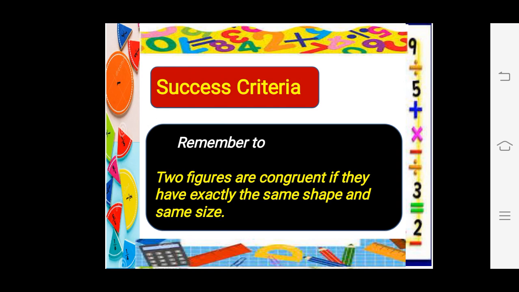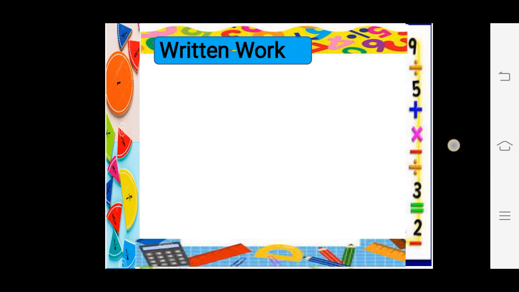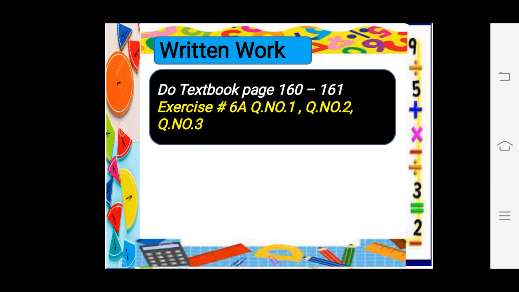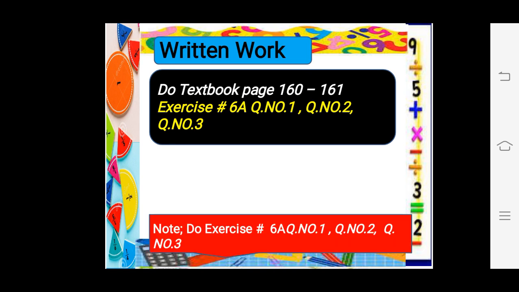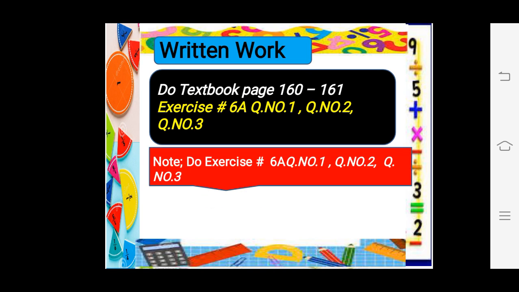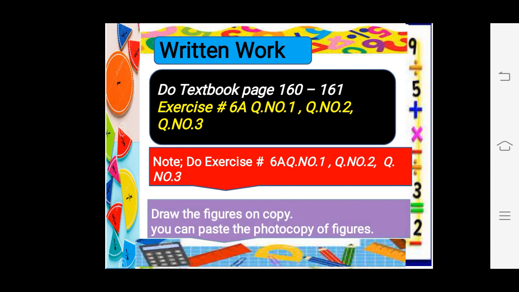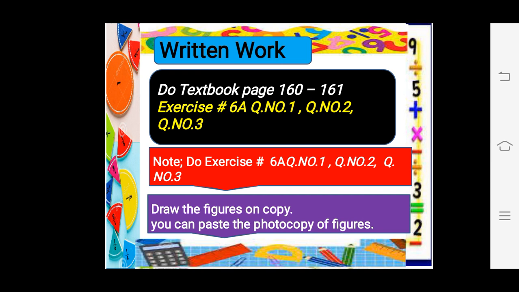Our success criteria is: remember, two figures are congruent if they have exactly the same shape and same size. Your written work is to do textbook page number 160 and 161, exercise 6A, question number 1, question number 2 and question number 3. Draw the figures in your copy or you can paste the photocopy of the figures.